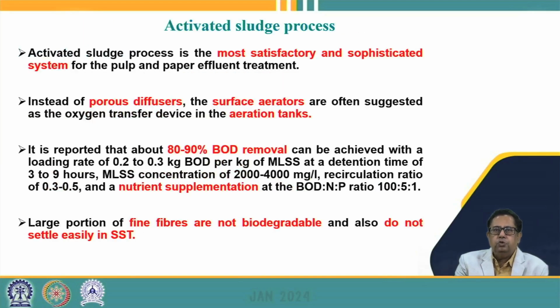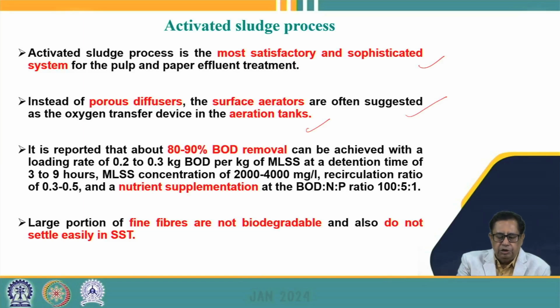We can also go for the activated sludge process for the treatment of the wastewater produced from pulp and paper mills, and it has been found to be the most satisfactory and most sophisticated system for the treatment. Here again we use the surface aerator instead of the porous diffusers, because we have already talked about how the pores of the diffusers may be blocked by the very fine particles present in the wastewater. That's why in the aeration tank we generally employ surface aerators.